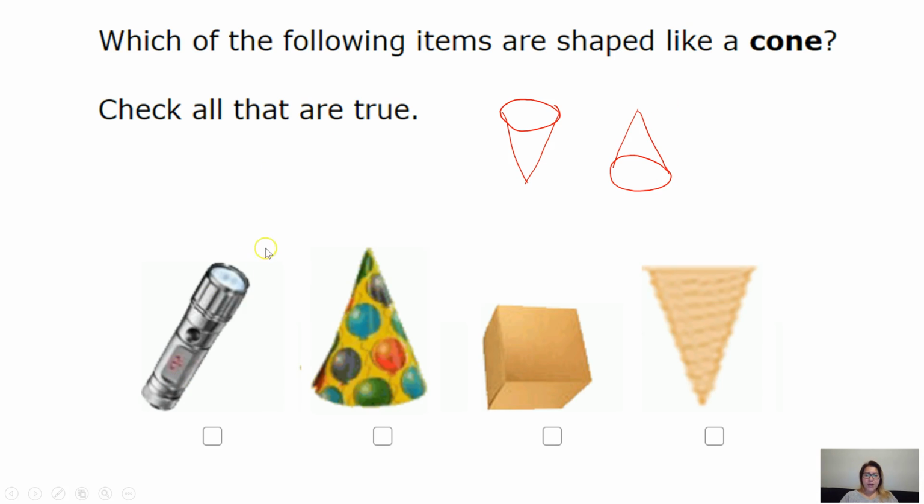Okay, does the flashlight resemble a cone? No, it does not. What about a party hat? The party hat does. It actually looks just like that one. Okay, so a party hat is a cone. Then we have a cube. The cube does not resemble the shape. And then we actually have a cone that we use for ice cream, right? So that resembles this one. Okay, so we're going to check that one off.